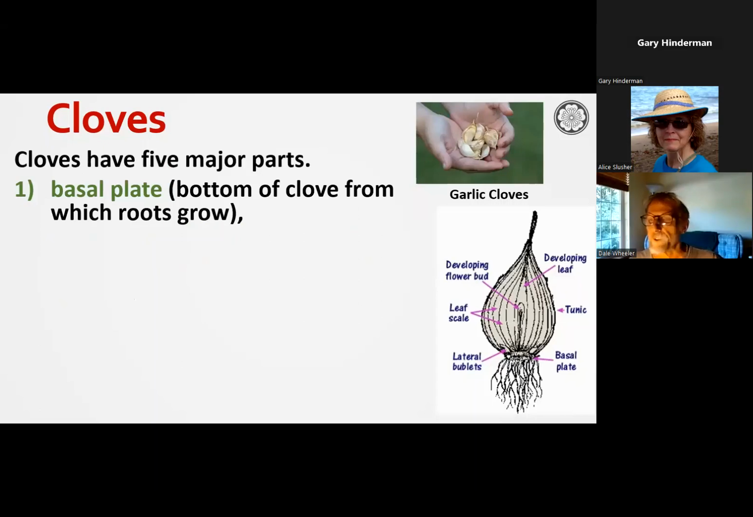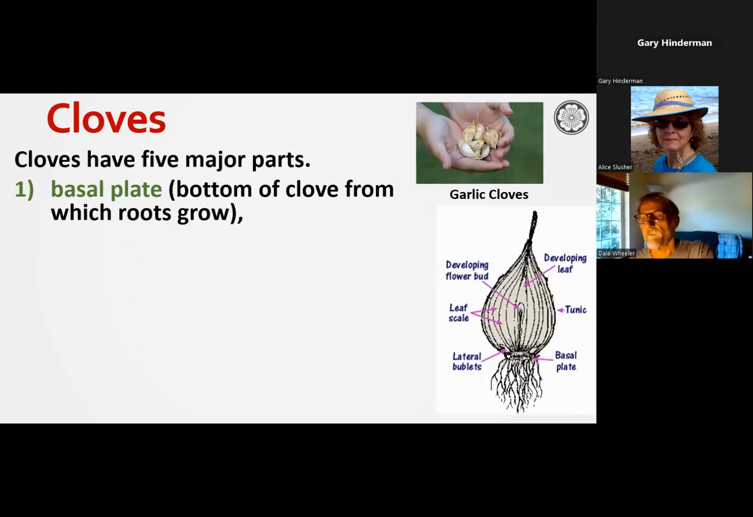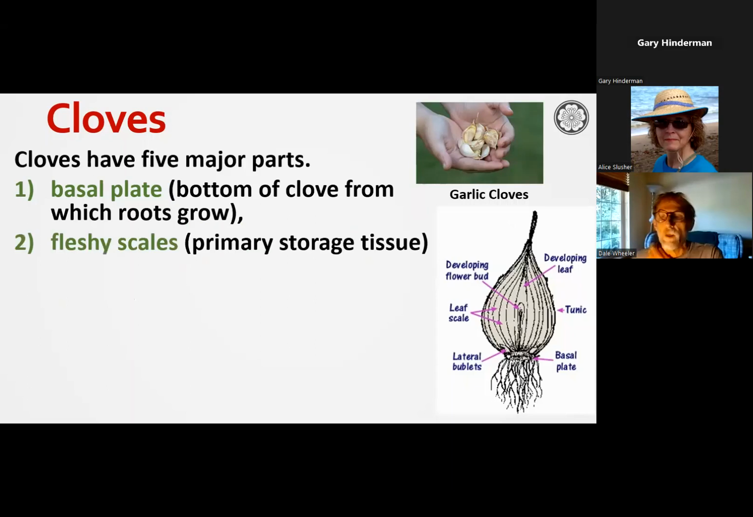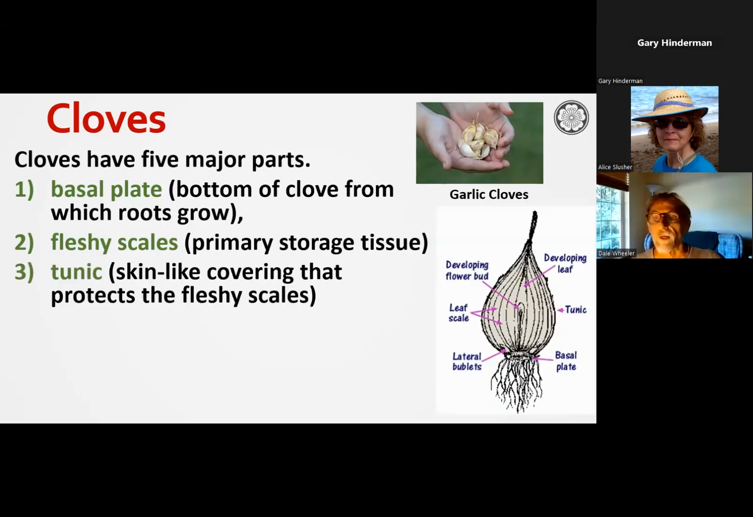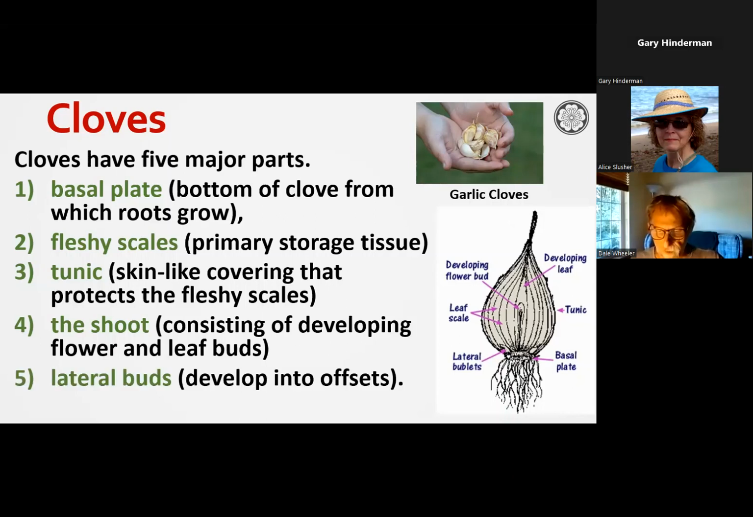Cloves have 5 major parts. The basal plate, which is the bottom of the clove, is the location where the roots grow. The fleshy scales along the sides are the primary storage tissue. The tunic is the skin-like covering that protects the fleshy scales. The shoot, which consists of the developing flower and the leaf buds, and finally the lateral buds, which develop into offshoots as new cloves.